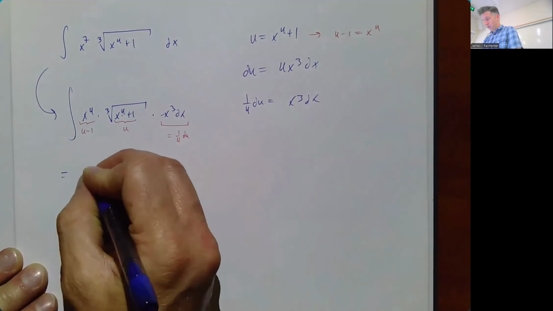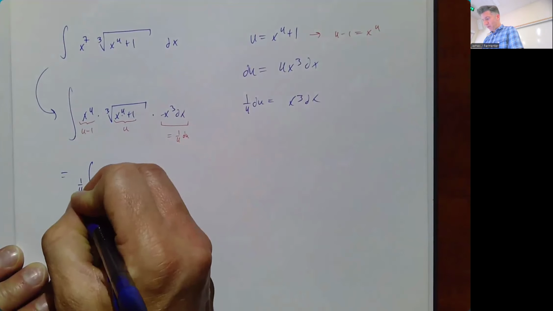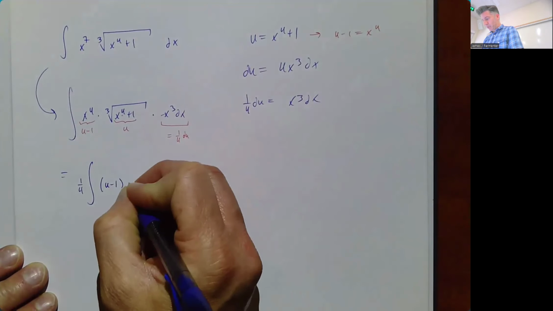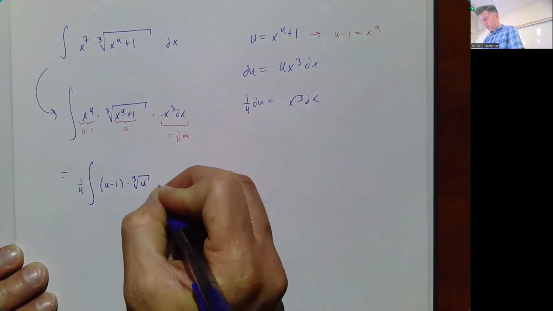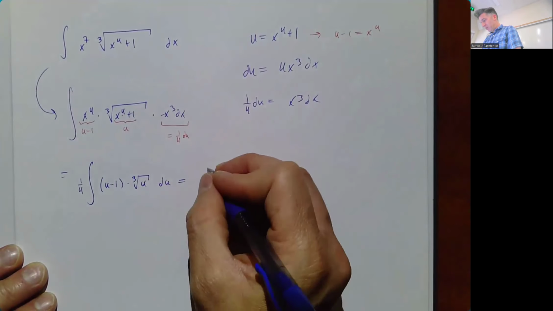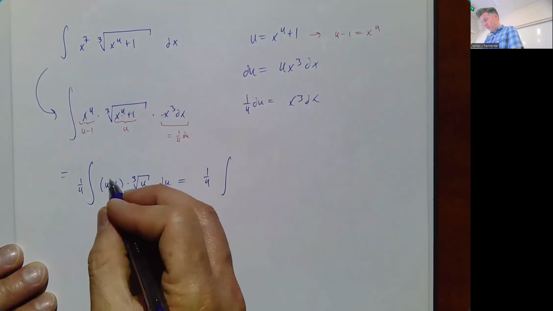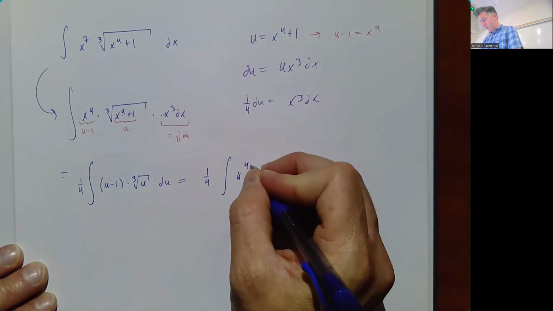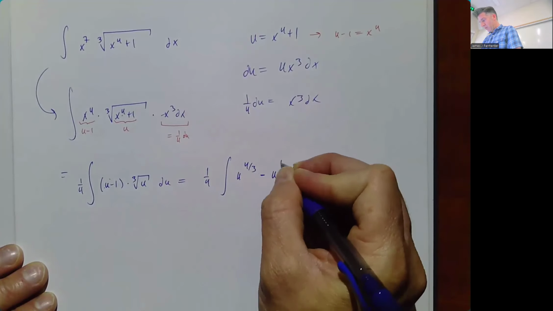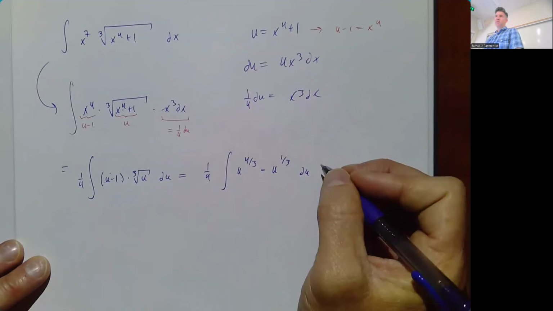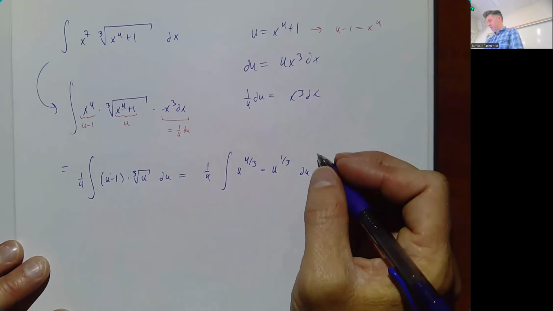So this would end up being the integral of 1/4 times u minus 1 times the cube root of u, which then you would multiply out. You get 1/4 times the integral of u to the 1st times u to the 1/3, which is u to the 4/3, minus u to the 1/3. And then it's just anti-power rule stuff for the umpteenth time.